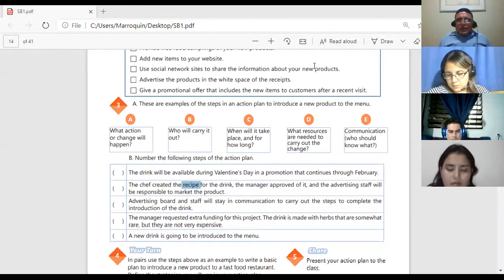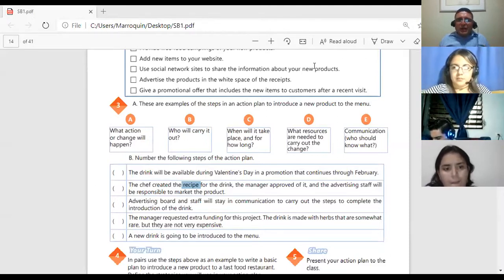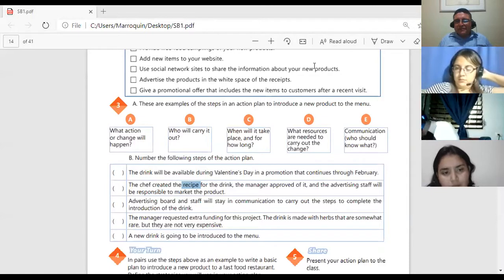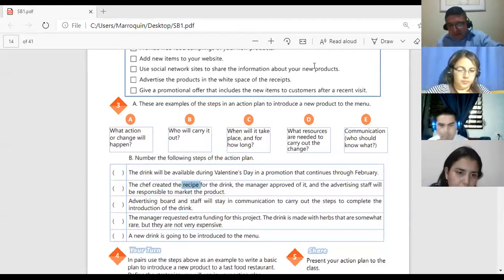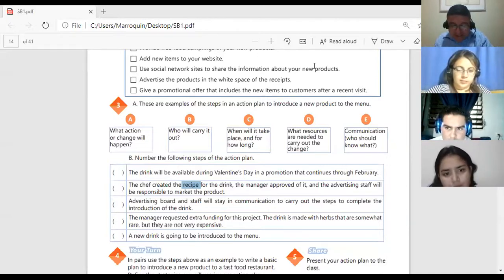So let's say you're planning to open a new business. If you're trying to open a new business, you need to think about the funding. You need to think about the money that you will need. Right? Anybody else have any other questions? Comments? No? Okay.